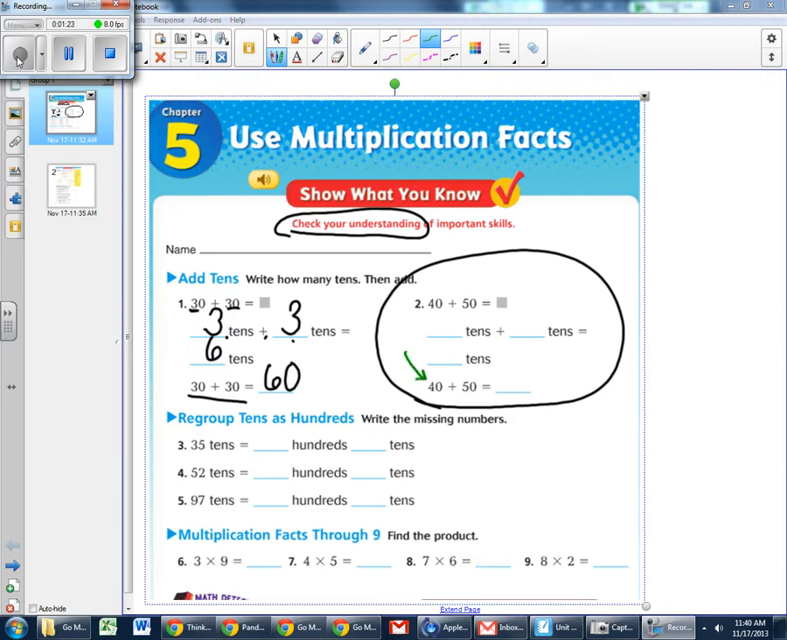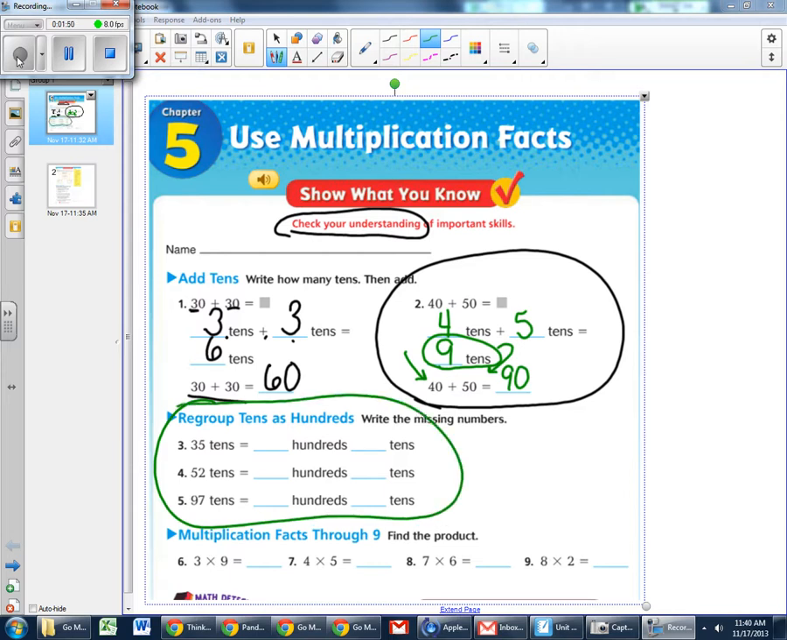So breaking this problem apart, 40 plus 50 is 4 tens plus 5 tens. 4 plus 5 equals 9, and 9 tens is the same as 40 plus 50, which equals 90. I want you to go ahead and do 3 through 5 on your own, and then check it in the teacher's manual.